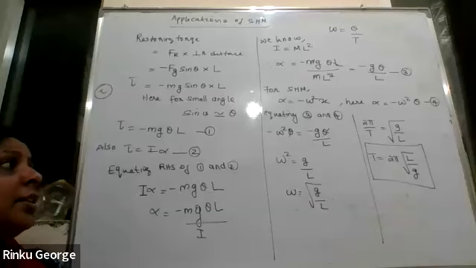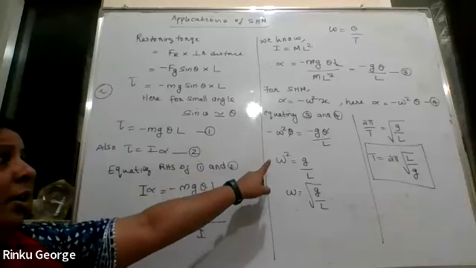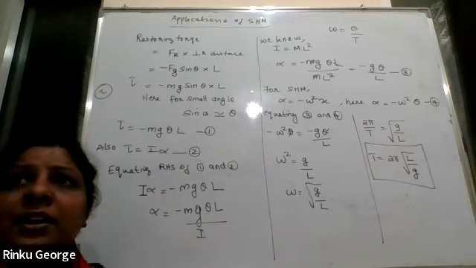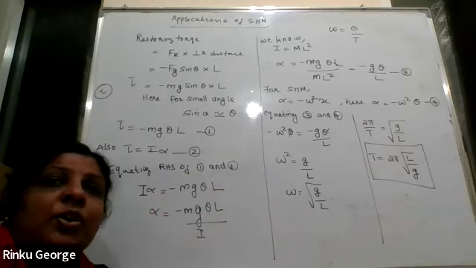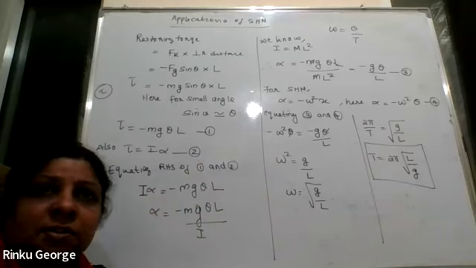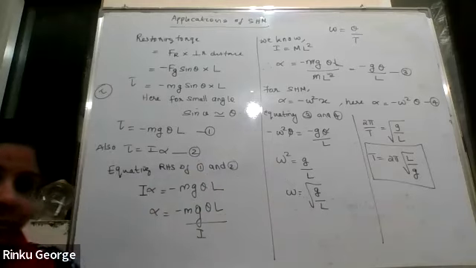Now equating the RHS of both alphas, you will get omega square is equal to g by L. Clear, right? Derivation. I'll make you write this derivation in the next class. Very important.